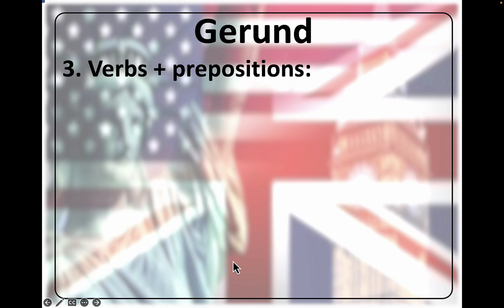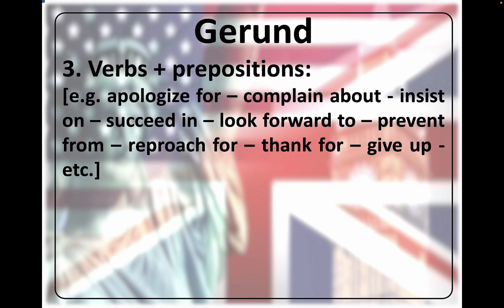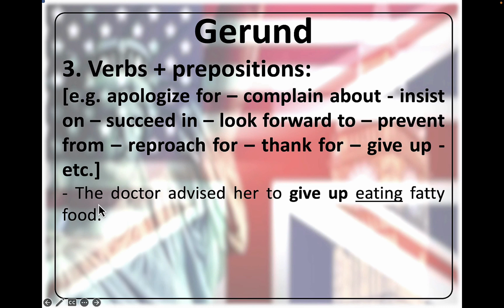Now, number three, verbs plus prepositions. Examples, apologize for, complain about, insist on, succeed in, look forward to, prevent from, reproach for, thank for, give up, etc. Example sentences, the doctor advised her to give up eating fatty food. Eating here is a gerund. Why? Because we have the verb give and preposition up before it.